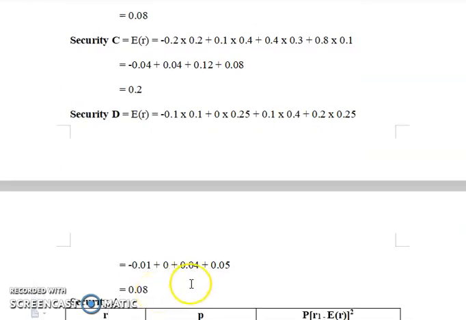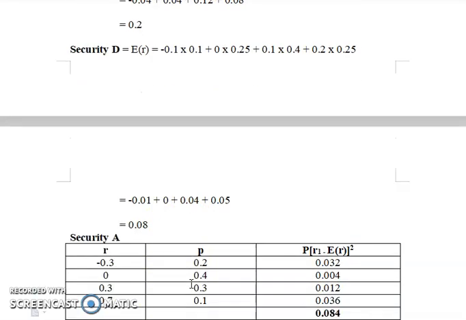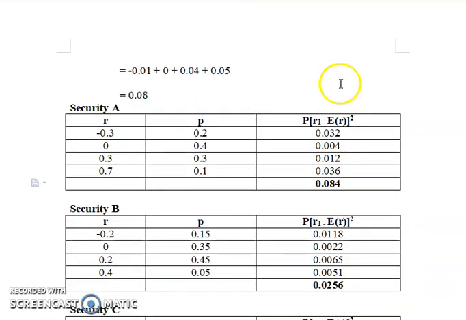So I have calculated ER. Then what I do is apply the formula for the variance: P into (R1 minus ER) to the whole square. So I have R as 0.3 and P as 0.2, and I also have the ER, which is 0.1 for security A. I just have to apply this. When I apply it, I get 0.034 for this, and when I sum it for all the returns of security A, it is 0.084.